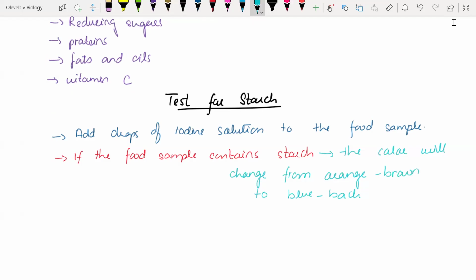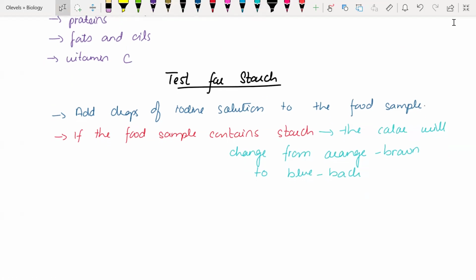And normally this experiment is done on potatoes, right? Potatoes do contain starch, so you can see the visible change in the color of potato, like the place where you are going to drop the iodine solution.